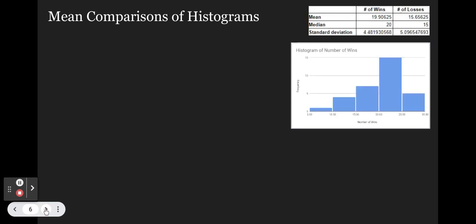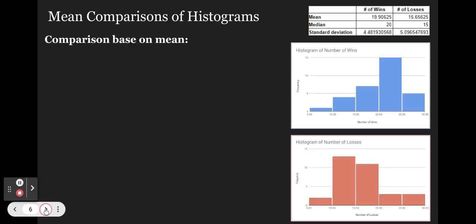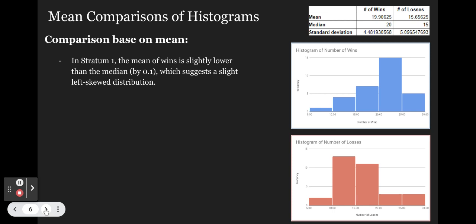Now we're going to look at the mean comparison of histograms. The mean is used for normal distribution with few outliers, while the median is used for a skewed distribution to find the central tendency. In stratum 1, the mean of wins is slightly lower than the median by 0.1, which suggests a slight left skewed distribution.